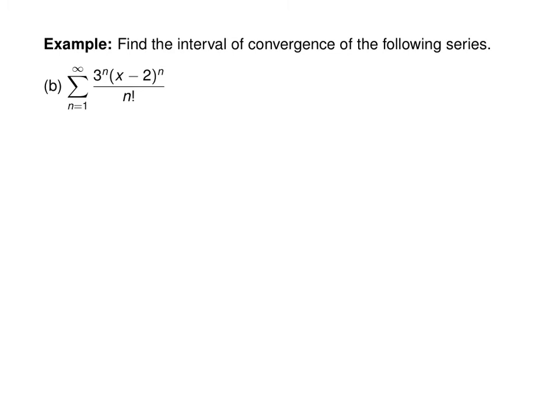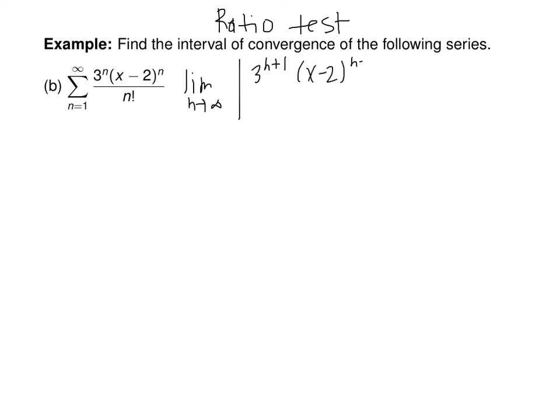Alright, so this one: the sum from n equals 1 to infinity, 3 to the n, (x minus 2) to the n over n factorial. So once again, we're going to apply the ratio test. A whole lot of ratio tests, you're never going to forget that test. So we'll have the limit as n goes to infinity of 3 to the n plus 1, (x minus 2) to the n plus 1, all over (n plus 1) factorial, multiplied by n factorial over 3 to the n, (x minus 2) to the n.